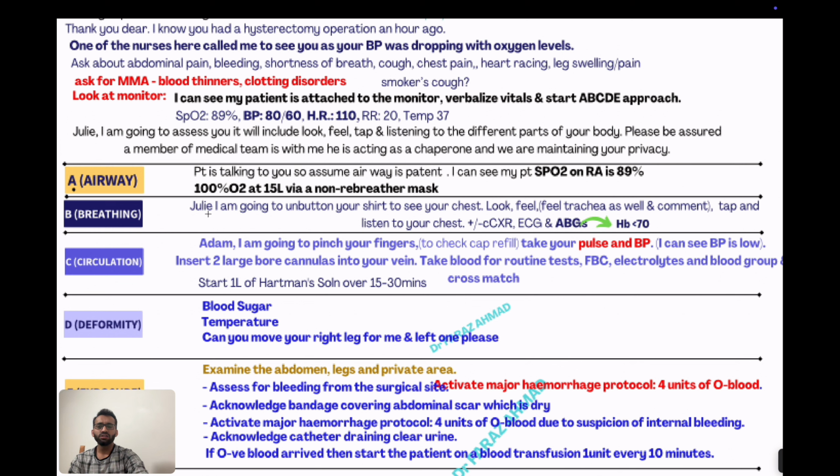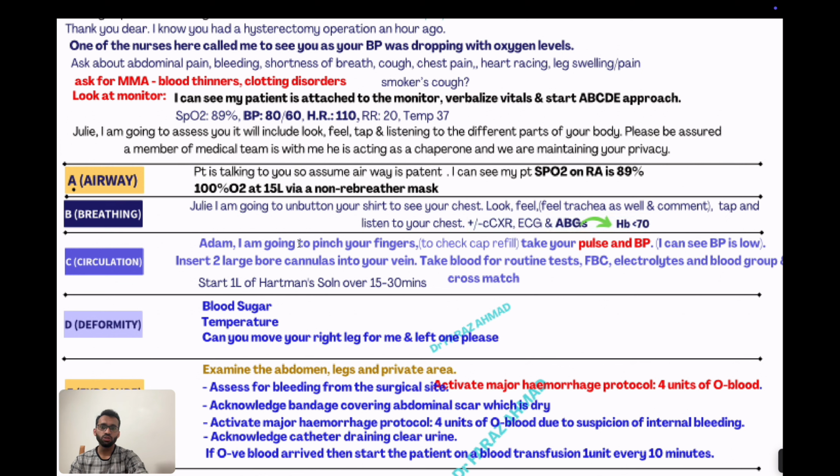Then you will go to breathing. Julie, I am going to unbutton your shirt to see your chest, look and feel for the trachea as well, and comment on that, then tap and listen to your chest. And at the end of B, don't forget to order the chest x-ray, ECG and ABG. Once you order the ABG, in the circulation they may tell you about the hemoglobin somewhere. After that you will move to C.